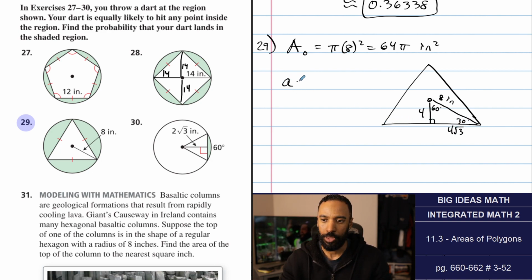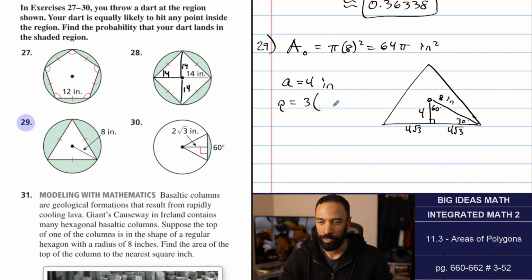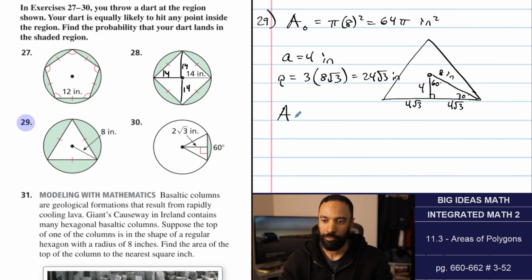So your apothem is 4 inches and your perimeter is 3 times 8 root 3, if we're going to go about it the conventional way of doing the apothem times perimeter stuff. So 24 root 3 inches. So your area of your triangle is 1/2 apothem times perimeter.